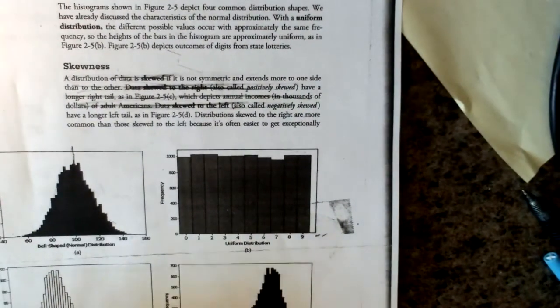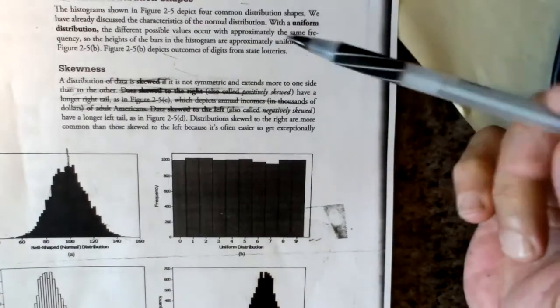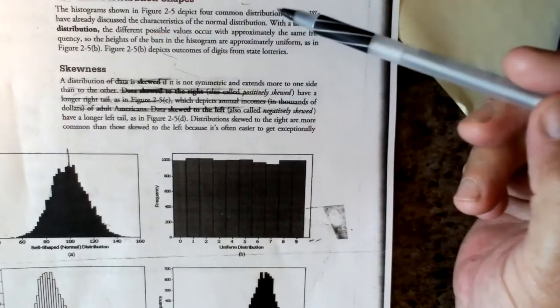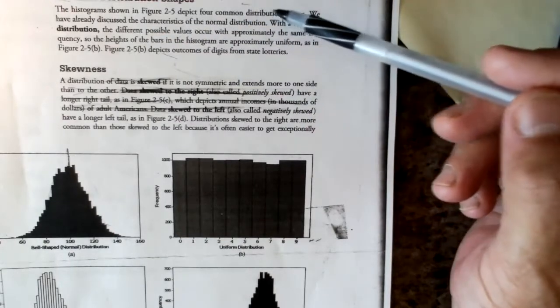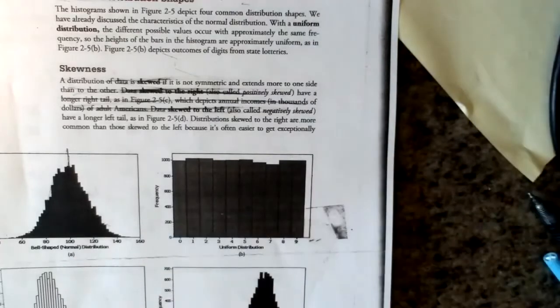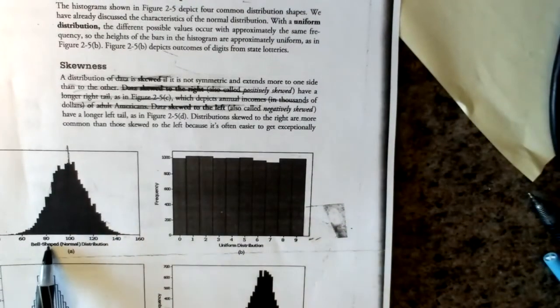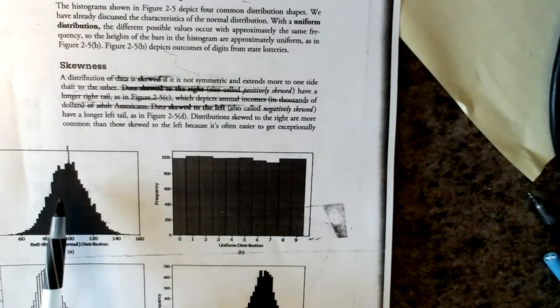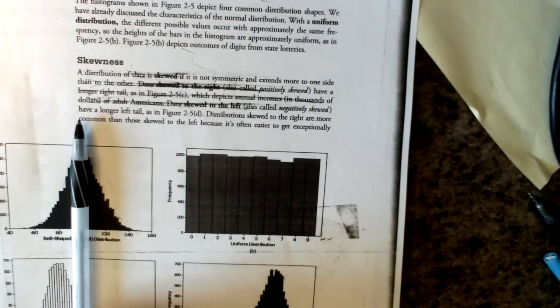Now, when you have distributions, the histograms shown here depict 4 common distribution shapes. This is the bell-shaped normal distribution. It is a type of bar graph or histogram where the frequency goes up and then drops. It has a bell shape and is kind of symmetric. If I draw a vertical line here, it splits this graph into 2 equal pieces. Uniform distribution, remember, is when all the frequencies are almost the same.